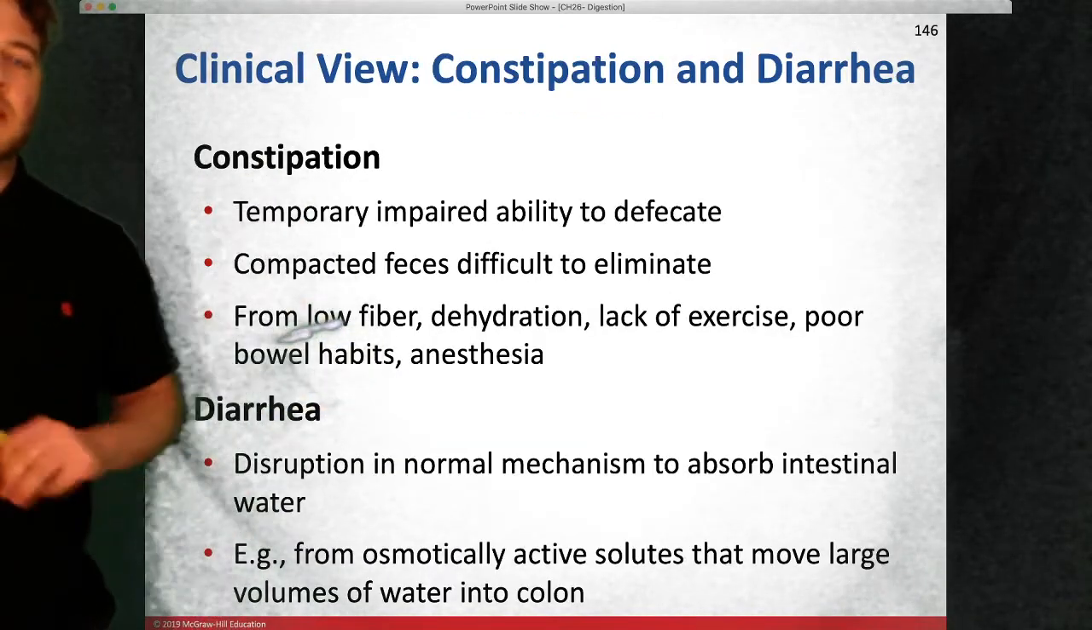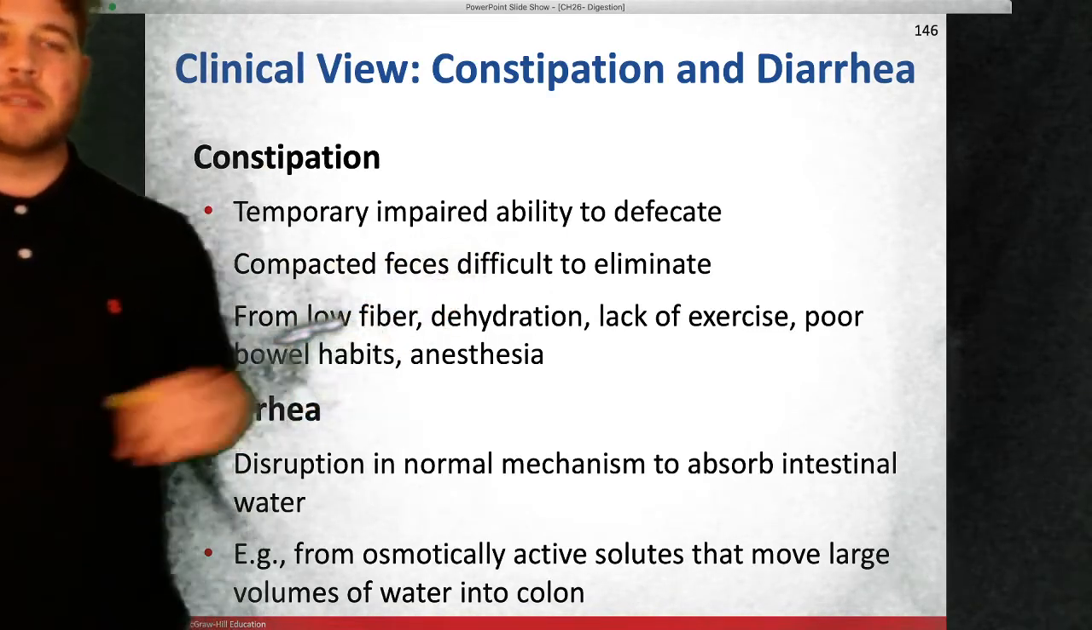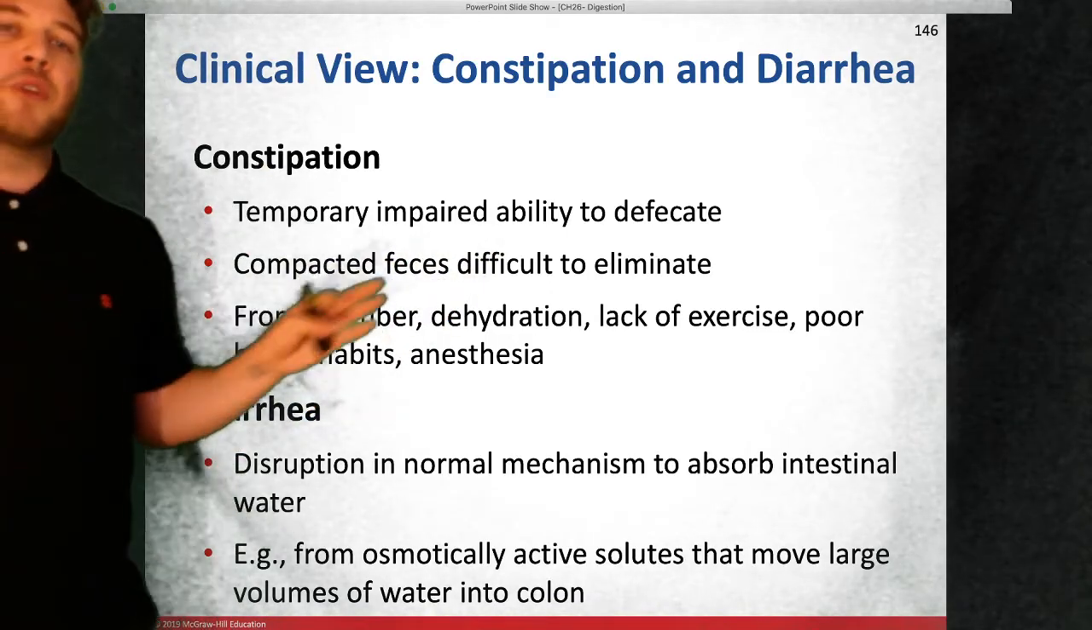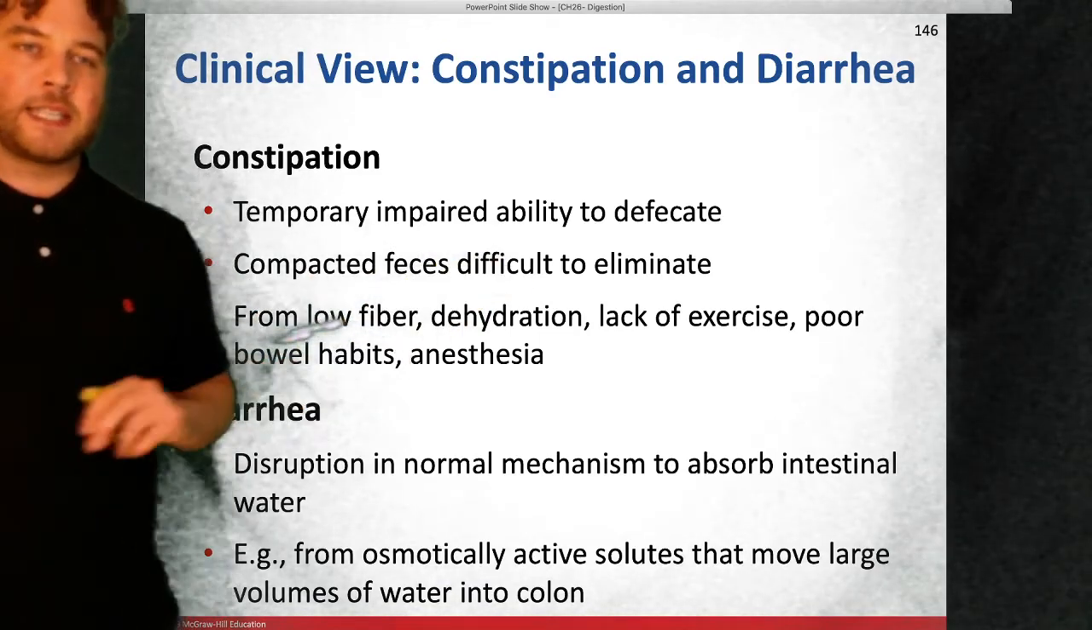Constipation and diarrhea, kind of a spectrum here. Temporary impaired ability to defecate, compacted feces becomes difficult to eliminate. From low fiber, dehydration, lack of exercise, poor bowel habits, anesthesia can also cause it.